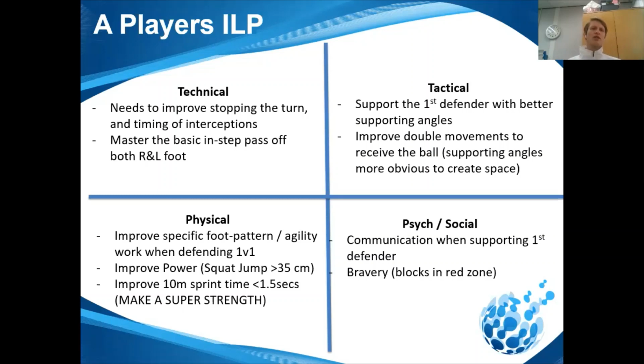I've got physicals, so need to improve specific foot pattern and agility and working 1v1. So linking into stopping the turn. So need to work with someone where you're defending man on his back and you're staying with the man, basically, trying to defend in 1v1. I've put improved power. So now I'm looking at specifics in the data that we've got and the testing results. So we want the squat jump to go above 35 centimeters. That's the target. And then I've put improved 10-meter sprint time, which is less than 1.5 seconds, which is a good time. And I've put in there maintain super strength. So we need to make sure that if someone's good at something and it fits into their job spec, we don't lose that. And that becomes something that we keep working on over time.